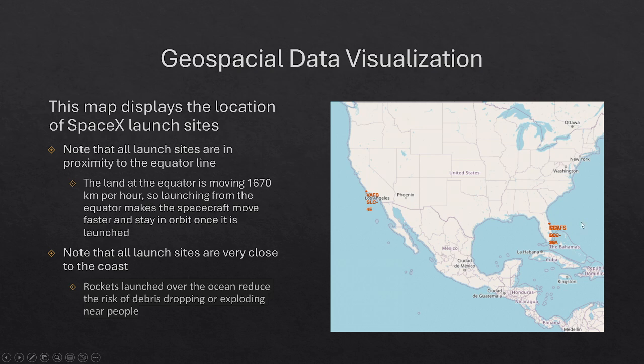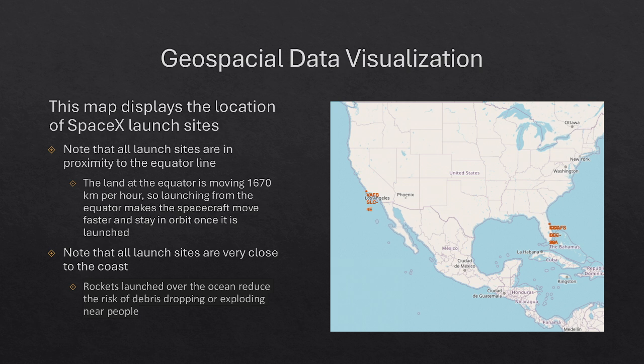So when looking at these launch sites used, we can see that they're all in the United States, which makes sense. SpaceX is an American company, but also they're very close to the equator line. And it turns out there's a reason for that. The land at the equator is moving very fast. The Earth is spinning, and the equator is typically moving at a rate of about 1,670 kilometers per hour. So if you launch a rocket from the equator, it turns out that the rocket is more likely to stay in orbit because it's already moving fast at the time it's launched.